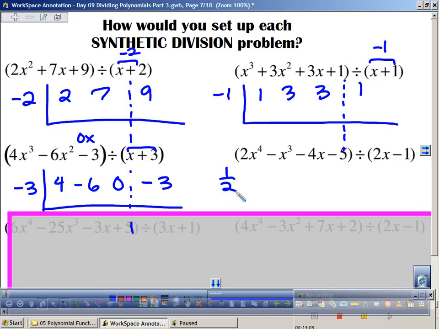So if I'm checking on a half being one of my zeros, I'm going to set this up as coefficients. Let's check for holes first. 4, 3, 2, we're missing 2. 1, none. So my coefficients are 2, -1, 0, -4, -5.